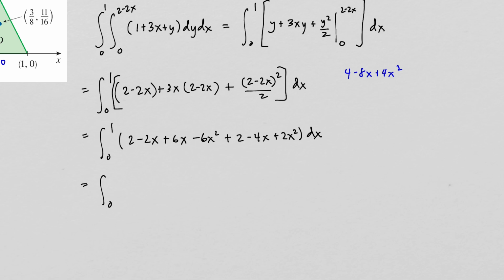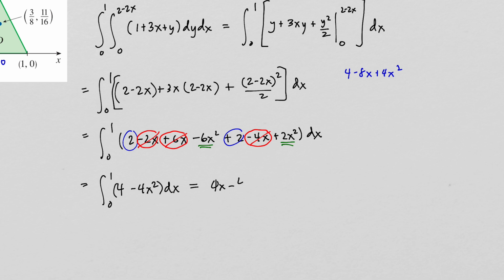So now we'll finish this up and combine some more terms. We have 2 plus 2, which is 4. And then we'll combine all of our x terms: negative 2x plus 6x minus 4x, and that's all going to cancel out pretty nicely. And then finally, negative 6x squared and positive 2x squared is negative 4x squared. Integrating, we have 4x minus 4x to the third divided by 3 from 0 to 1. And this is going to be 4 minus 4 thirds, which is 8 thirds. And remember, this is the total mass m.